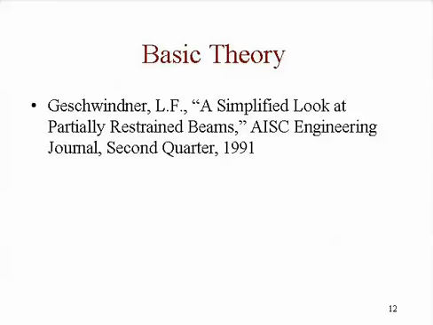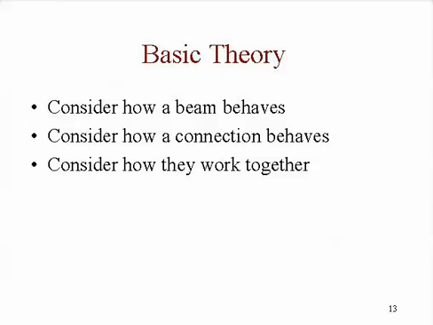So we're going to look at the basic theory, and we're going to consider first, how does a beam behave if it has a flexible connection on the end, a partially restrained or semi-rigid connection. Then we're going to look a little bit at how the connection behaves, and then we're going to put the two of them together. So the first thing we're going to determine is, is there any way to get an advantage in the design of the beam? Okay? And that's what that first paper addresses.